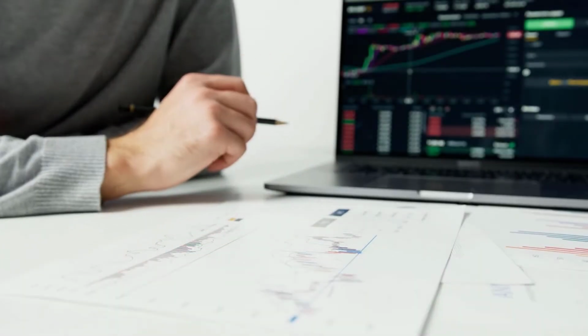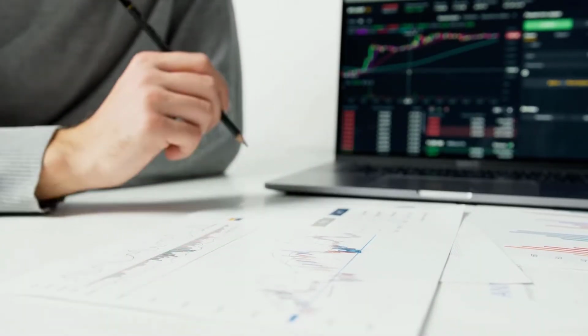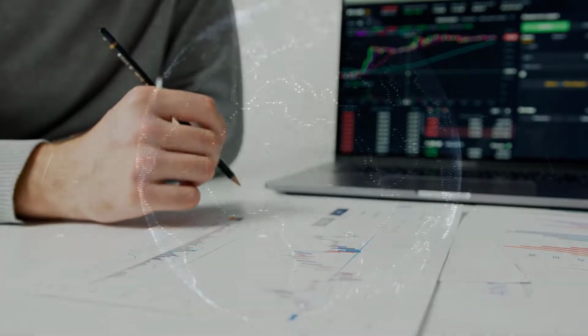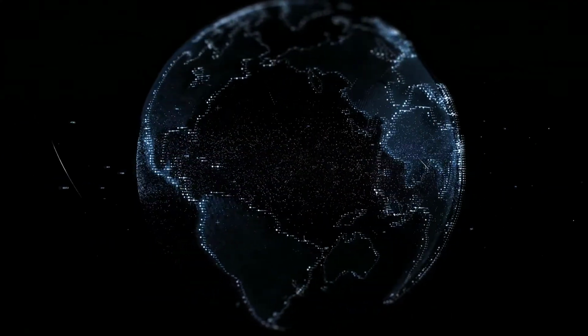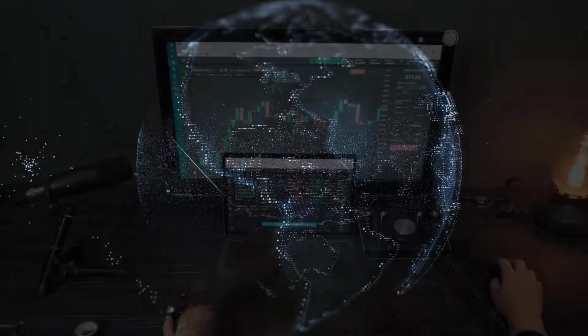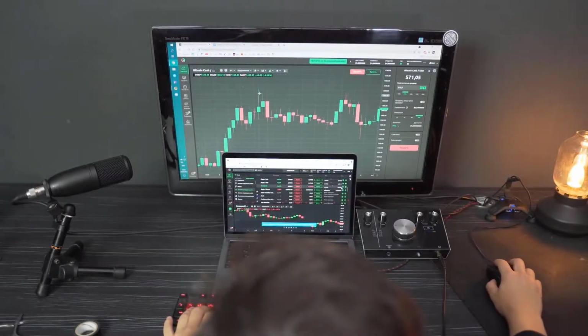GRT is The Graph's digital currency. In light of Ethereum's network, GRT is the main driving force of The Graph's economy. Users trade the tokens to keep the network running as expected. What is GRT and how does it work?